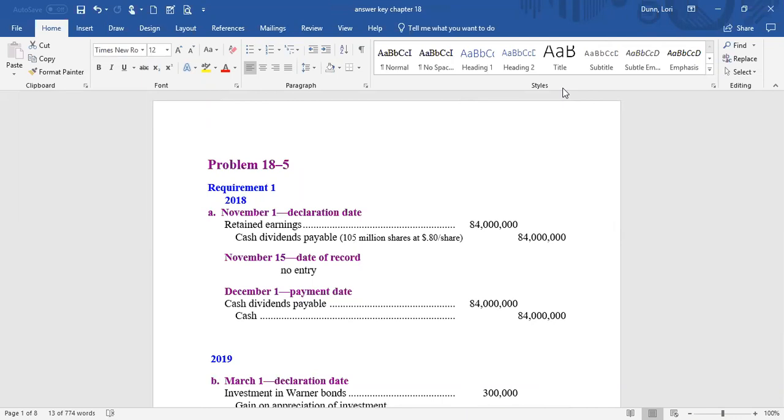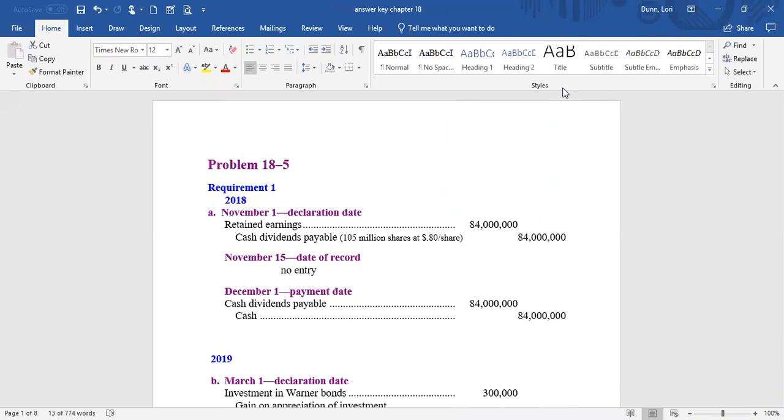Please remember there are 3 key dates to a dividend payment. First is the declaration. We are declaring a dividend. And on that date of declaration, the Board of Directors is promising to pay cash to the shareholders in the future. For that reason, they are creating a liability. When you promise to pay cash, you just created a liability.